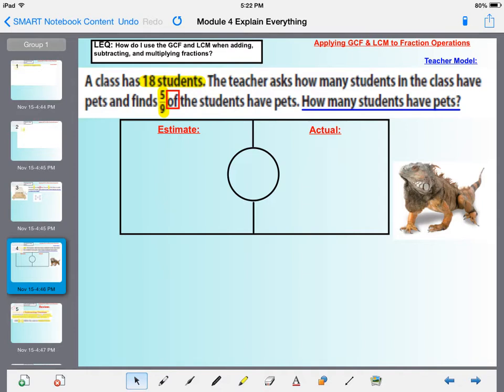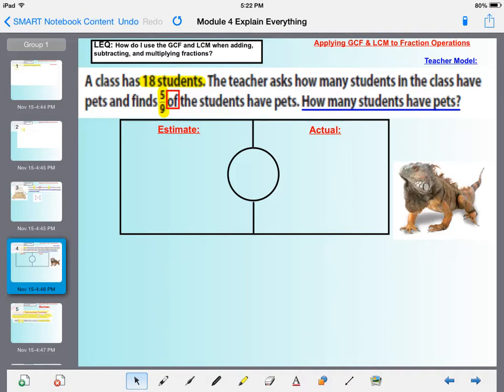Now in class, we've spoken a lot about the power of estimating and how we don't use it as often as we should. When we estimate, it serves as a really good guide to let us know whether our actual answer is on the right track or if we are way off and we need to rethink what we're doing. In this slide, we have an example of a class that has 18 students.